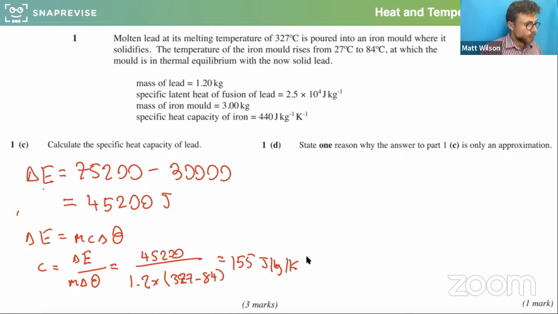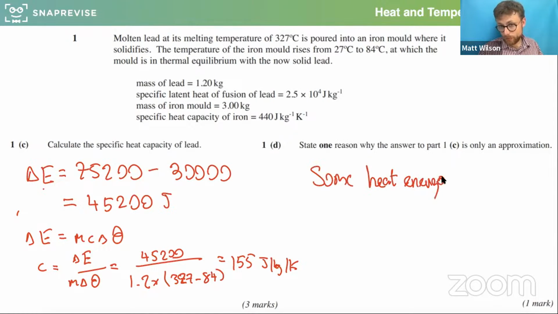Good. Okay, so finally, we're asked to state one reason why our answer to part C is only actually an approximation. This is a classic kind of question. Why is it that our calculation involving transfers of heat energy is only an approximation? Well, it's almost always because some heat energy is lost to the surroundings.